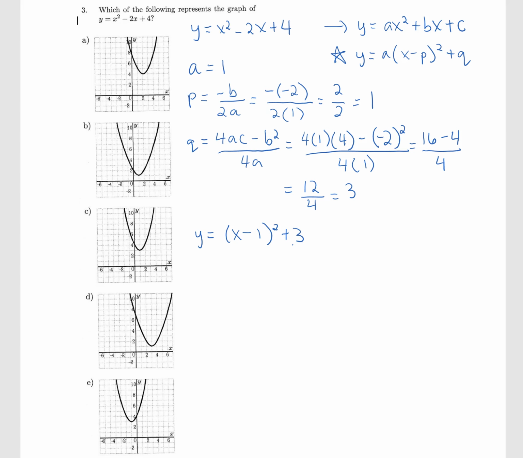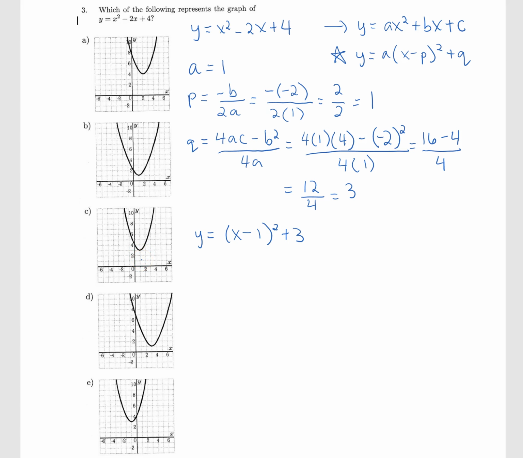And so looking at this now can help us figure out where the vertex of our parabola is. So we know that this value p here is a shift to the left or the right, and when p is positive, so you're subtracting from the x, we're shifting our parabola to the right, and we're shifting in this case by 1 unit. So we're looking for our vertex at x equals 1.